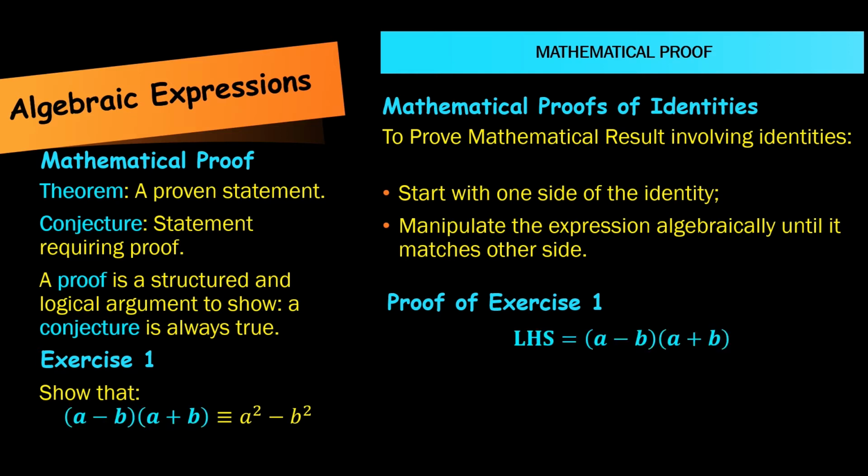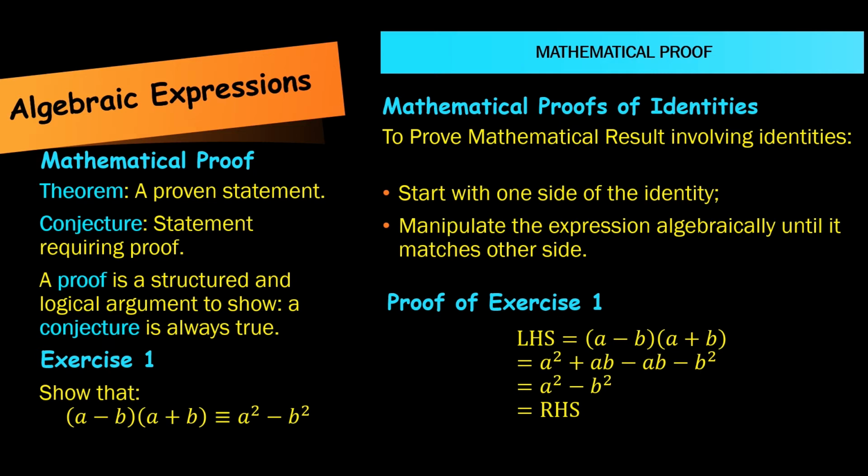Let's multiply this out to give a squared plus ab minus ab minus b squared. Now let's tidy up. ab minus ab becomes 0, so we're left with a squared minus b squared, as shown. And this, of course, equals the right-hand side.